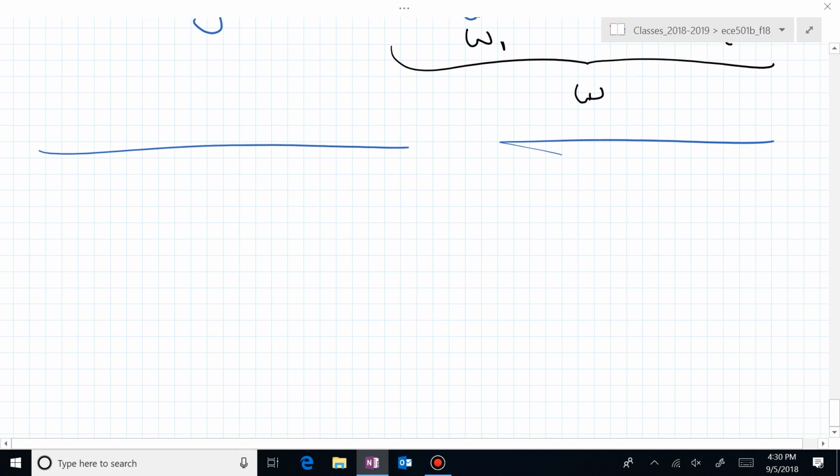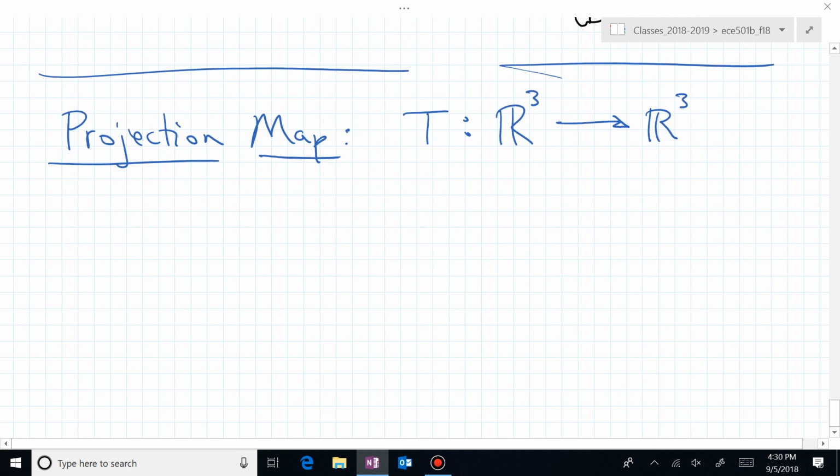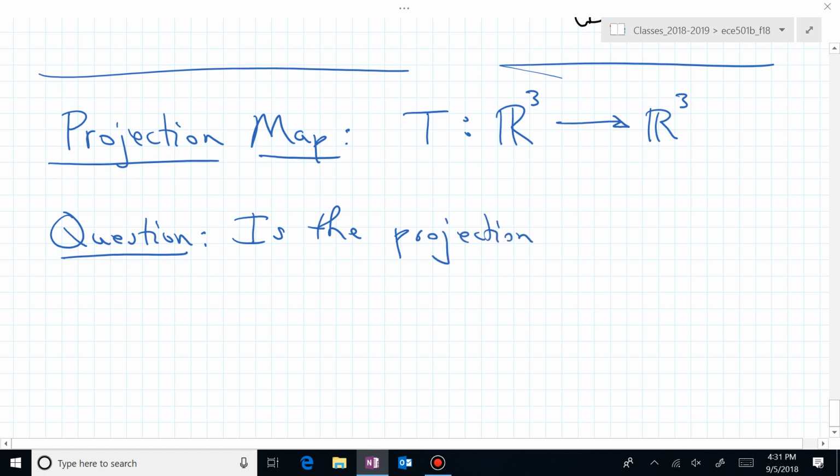All right, so now let's go to another linear map, a projection map, where now T starts in R3 and stays in R3, but will probably project onto a subspace in the R3 vector space. Question: is the projection map linear?